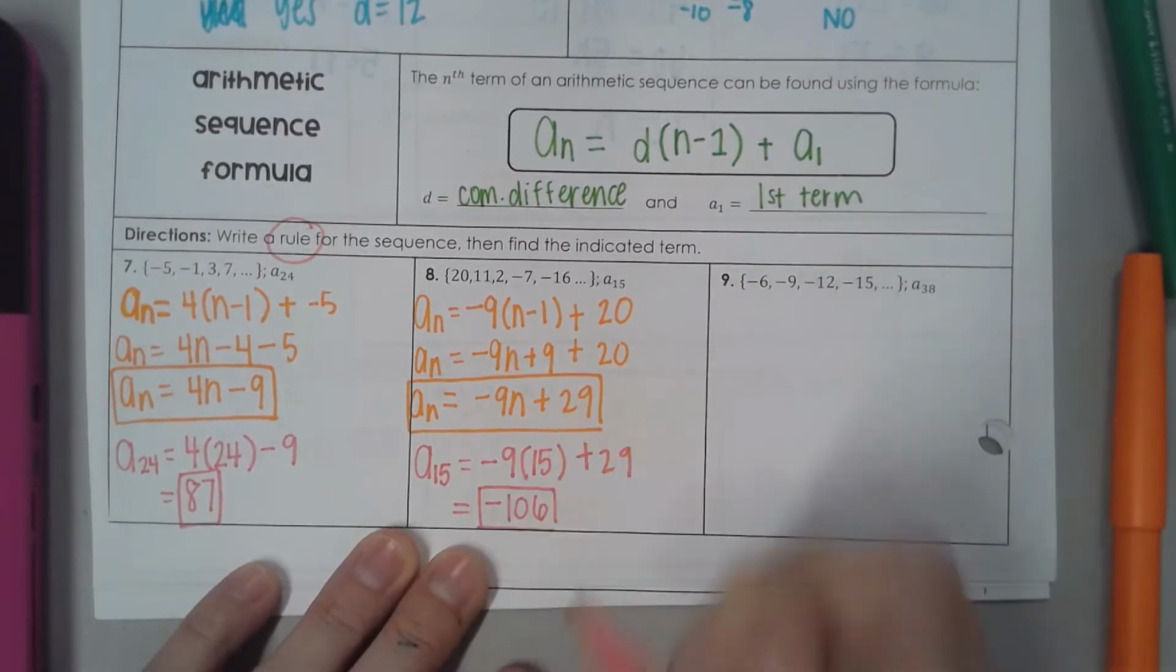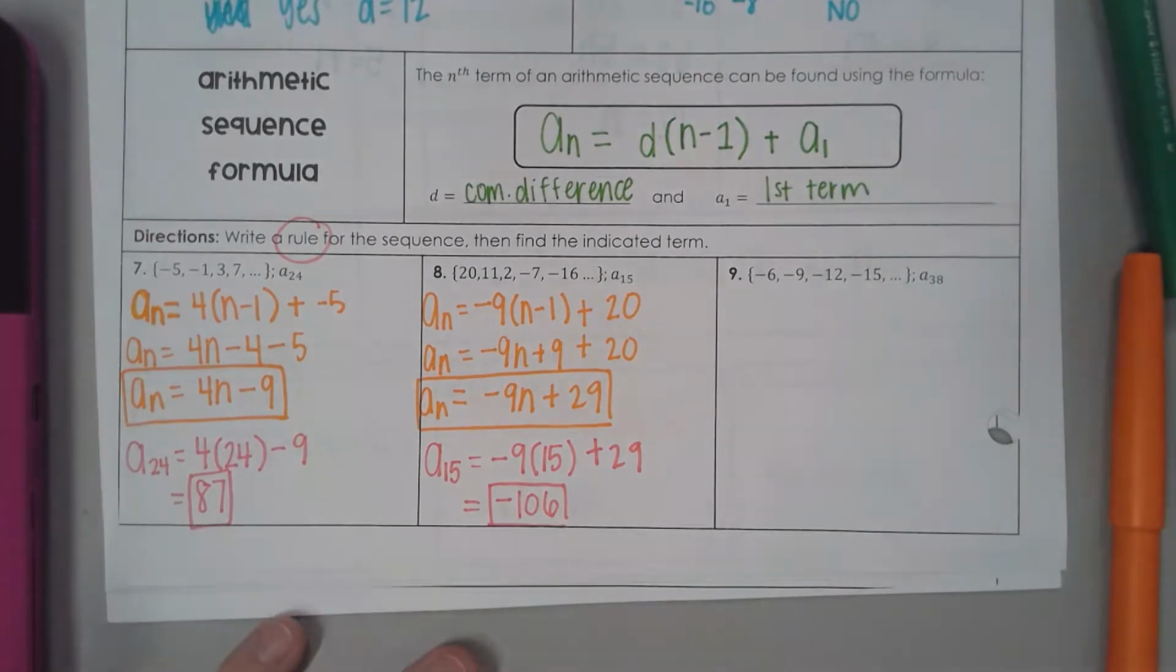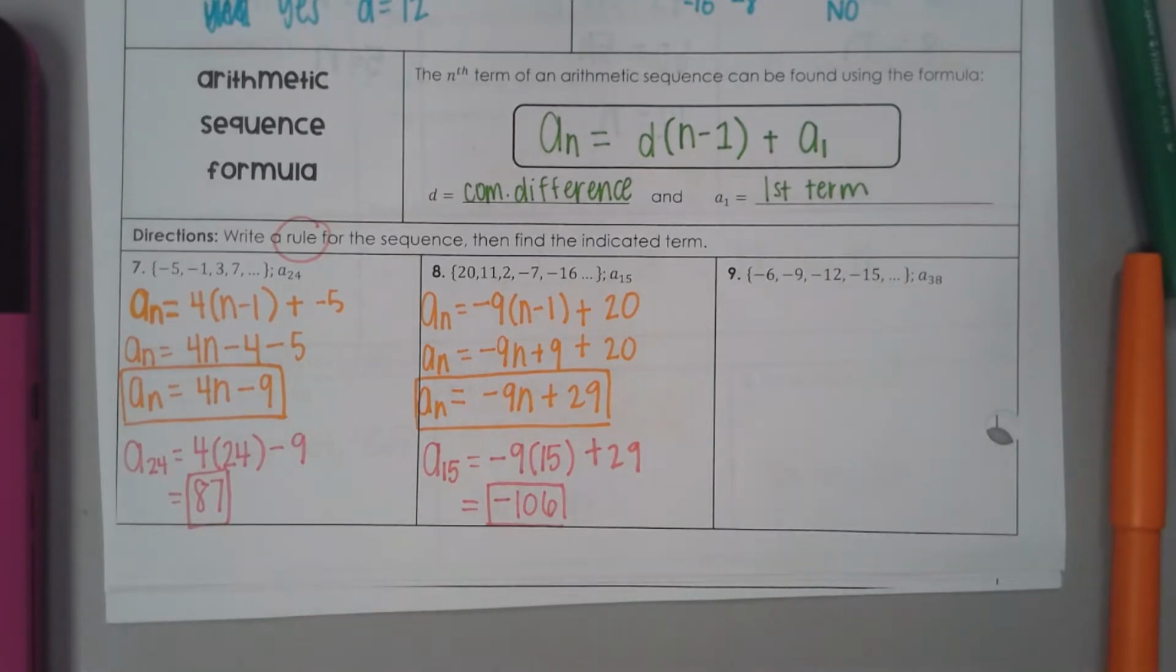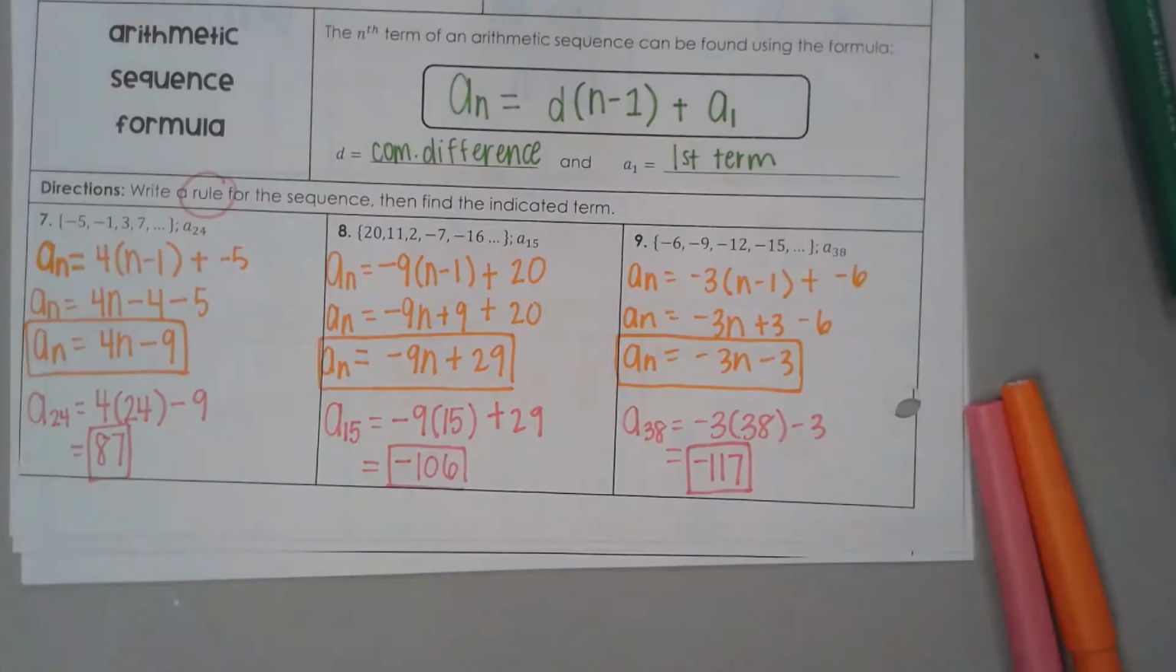And you should get negative 106. I want you to try number 9 on your own. Okay, for the formula, negative 3n minus 3. And then when you plug in 38, you get negative 117. Any questions?